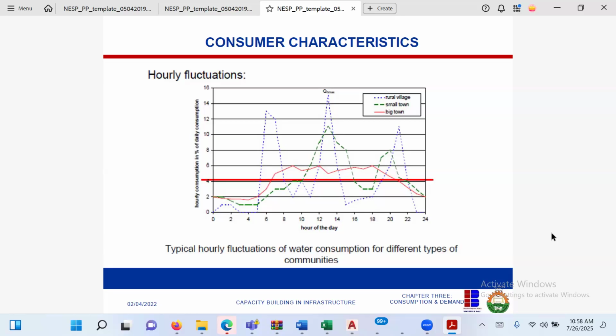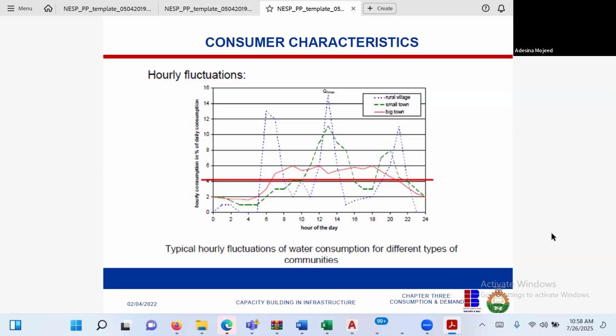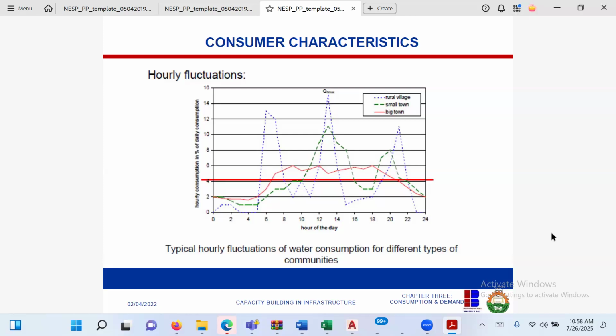Then from 9 o'clock to 12 o'clock, nothing much is happening. It goes back to almost where it was before. But when they are coming back from the farm, which is around 12 o'clock to 2 o'clock, you discover that everybody is coming back to drink water, to wash, to bathe, and then the water demand picks up again. So this is just to demonstrate what we call the daily consumption pattern.